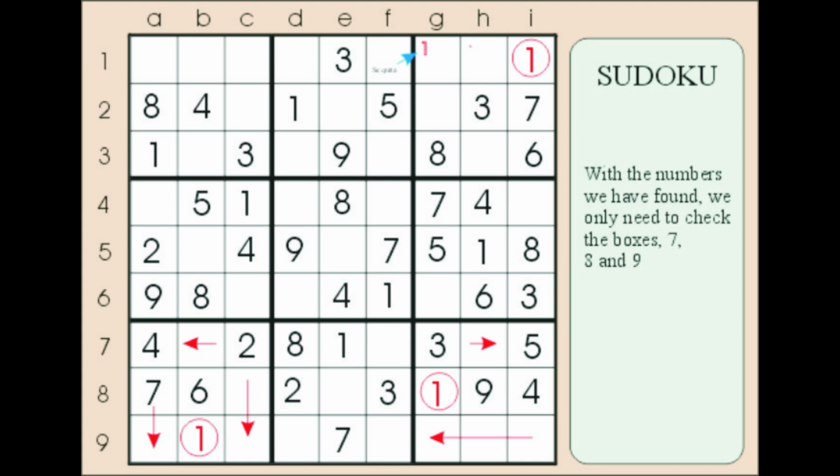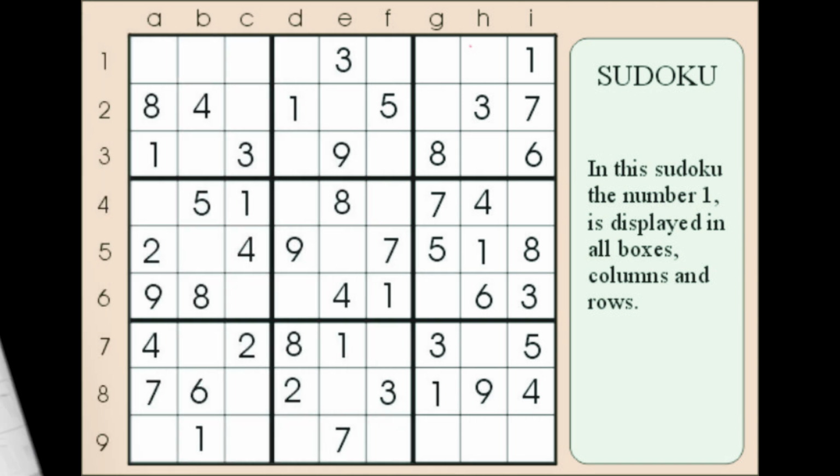In box 9, the only place available is cell 8G, because row 7 and row 9 already have the number 1. Now that we have found this number, we must remove the small 1 from box 3 from cell 1G. In this way, the real 1 from box 3 is in cell 1I. This new Sudoku shows the number 1 in all 9 boxes.